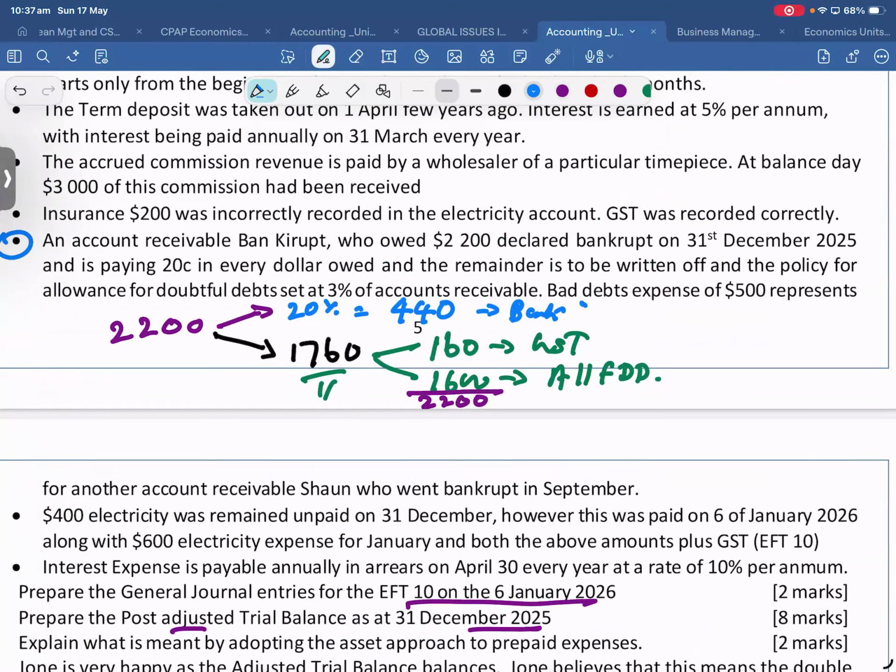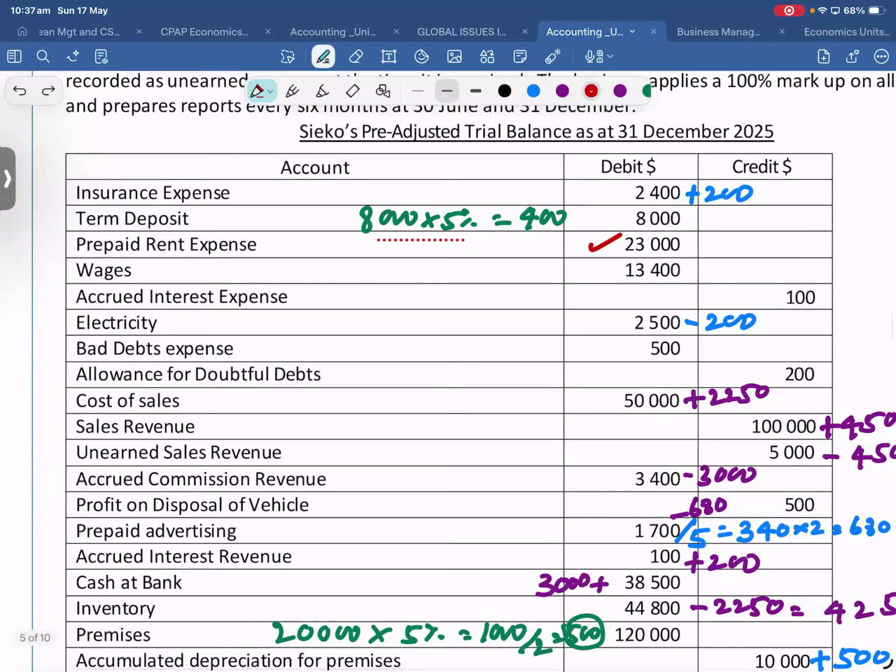Hey, what are we going to do with this? Are we going to write the double entry for that as well? 500? No. Why not? Because it's already been done. It has been given. I gave it to you to confuse you. So it has been done, guys. You don't have to do anything for that.